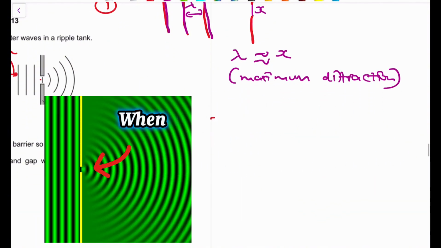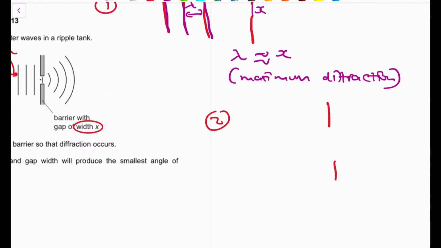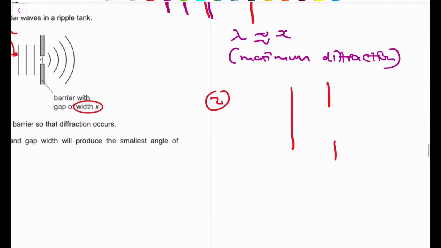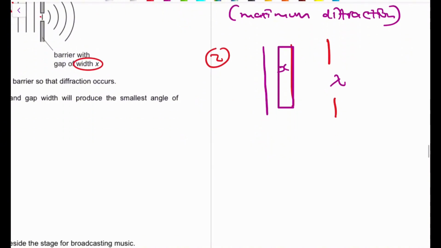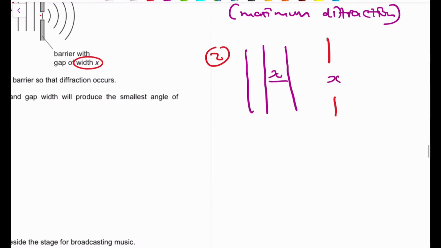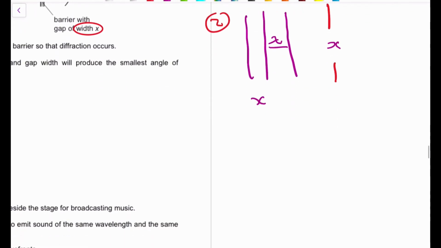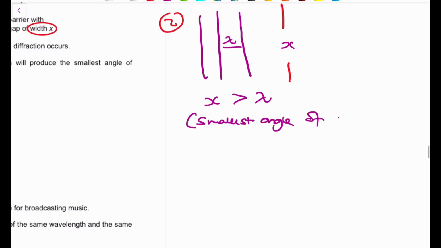The second scenario, if lambda is smaller than x, okay? So this is the value of x, but this is the value of lambda. So basically, if x is way greater than lambda, then we have the smallest angle of diffraction, right? So the smallest angle of diffraction would therefore be present.